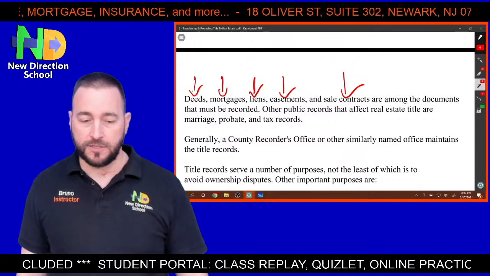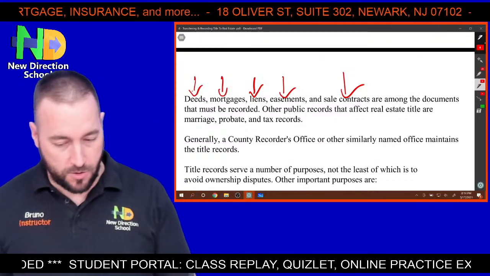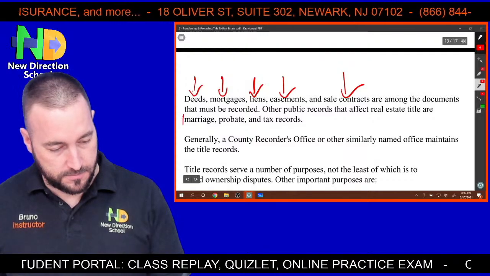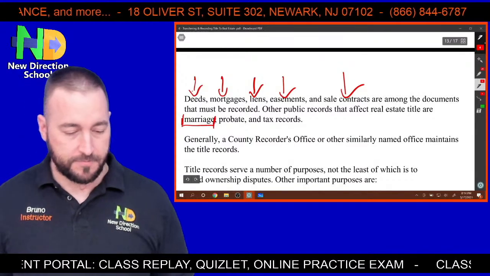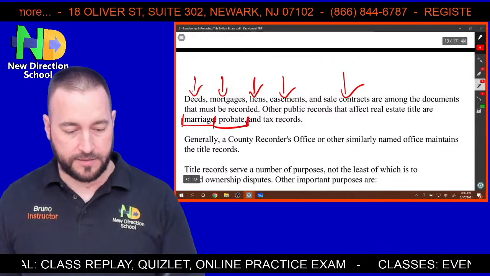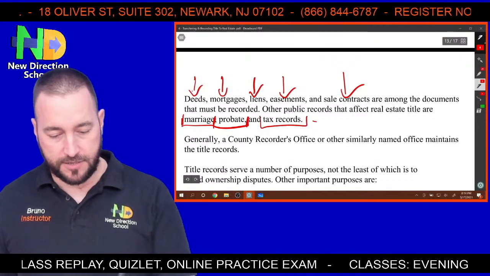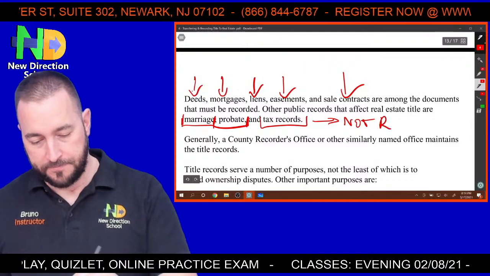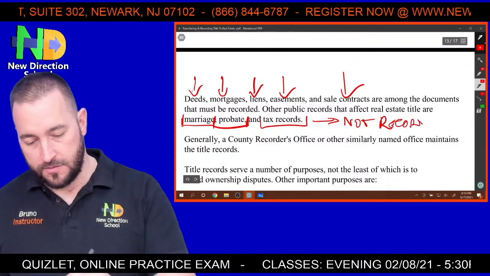Documents that are not recorded against the property: marriage, probate, tax records. These are not recorded.